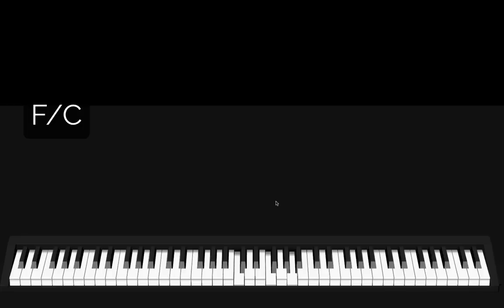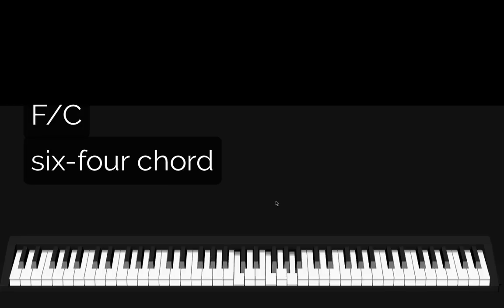It is a special dominant chord that is called a 6/4 chord. 6/4 because you kind of have the F major chord over the bass note of C, which essentially makes it a kind of sus4 chord and has a fourth in it and a sixth in it. That's why it's called 6/4 chord.